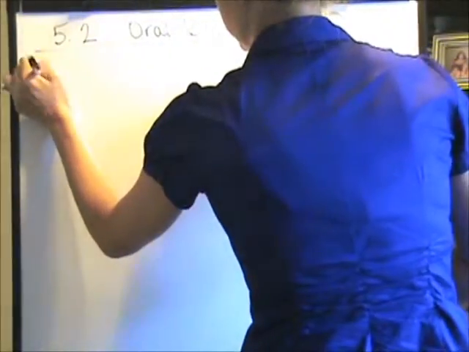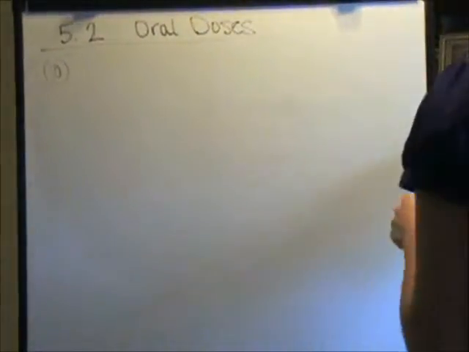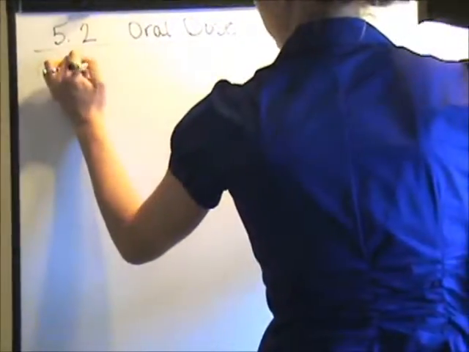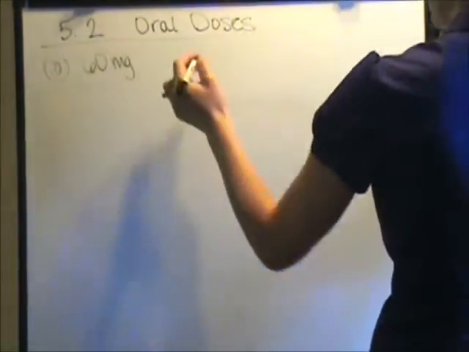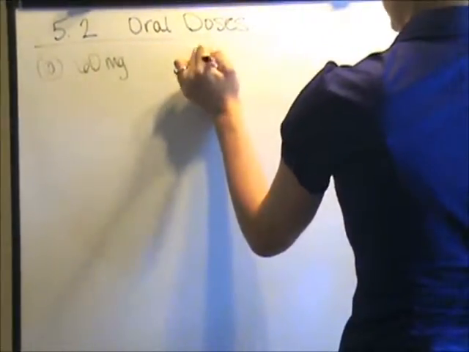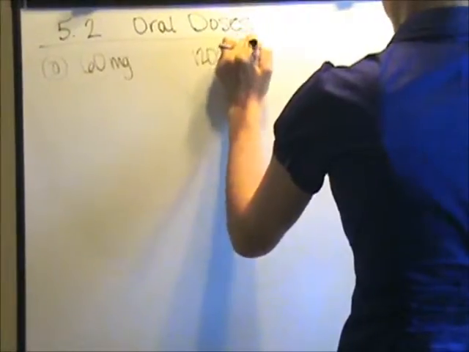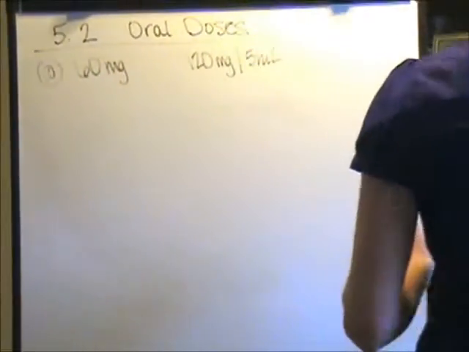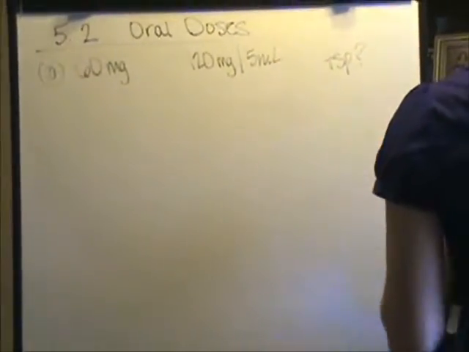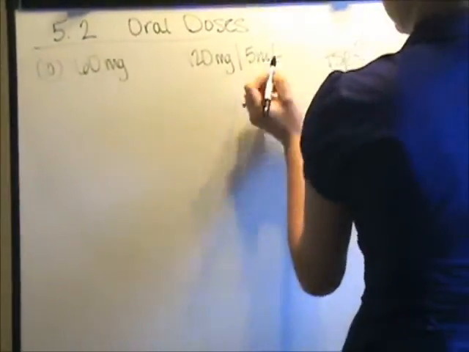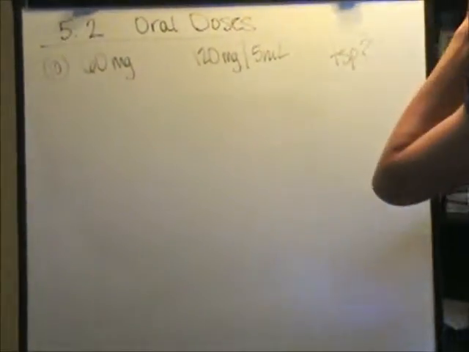Okay, let's look at number 10. A patient needs to have 60 milligrams of medication, and the drug has the concentration of 120 milligrams per 5 ml. How many teaspoonsful will the patient take? Okay, so if we look, we have milliliters and teaspoonsful. These are different units of measure.